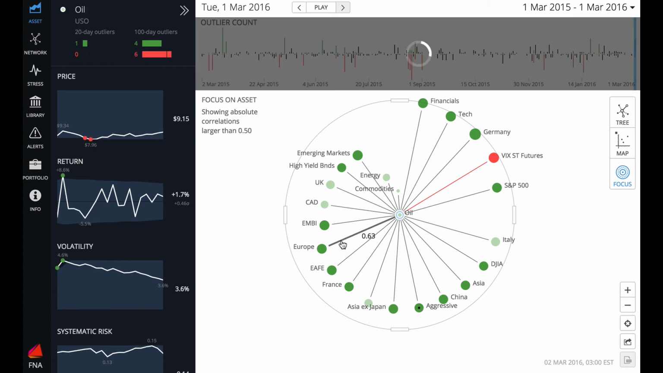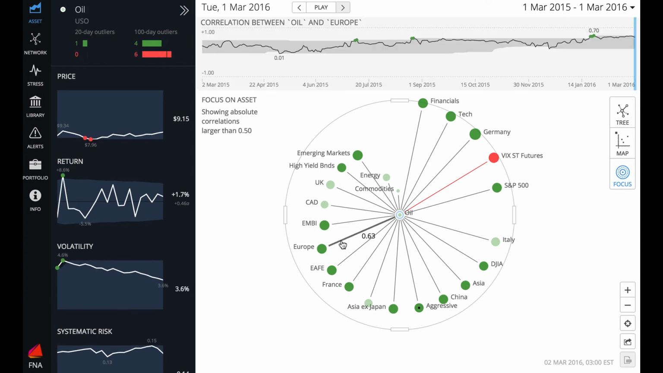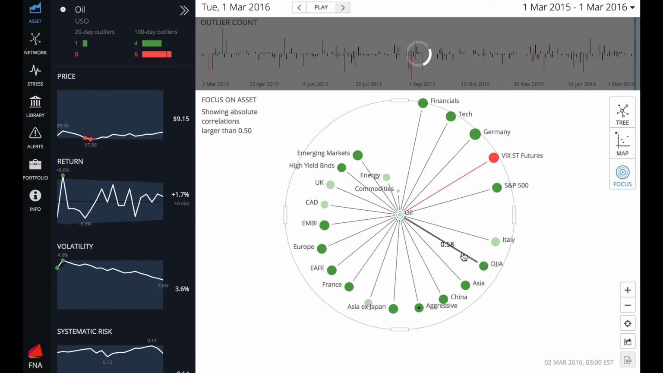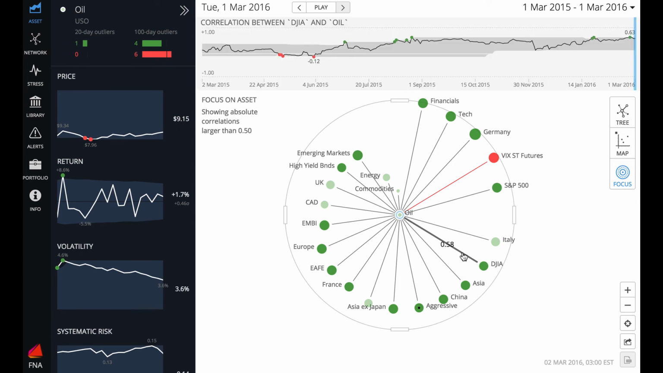European equities have shown a correlation of 0.63 as of yesterday, just short of its peak of 0.7, so down marginally. And now let's look at the correlation between the Dow and oil, which is at 0.58. Just a touch down from its 100-day high of 0.63, so not much progress there either.